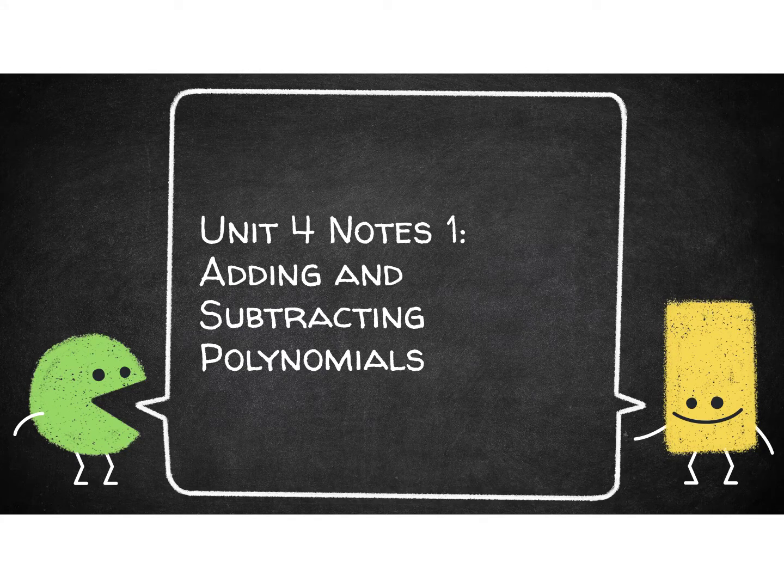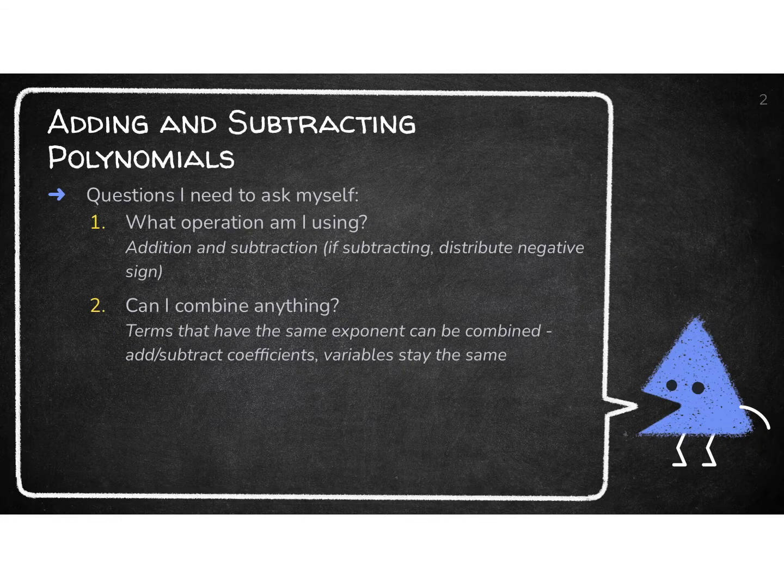We're going to go ahead and start Unit 4 here with adding and subtracting polynomials. There's a couple of things you need to ask yourself when you're working through these problems. First thing, what operation is it asking me to do? These are either going to be adding or subtracting. If you are subtracting, you need to make sure that you distribute the negative sign first before you go ahead and basically combine your like terms. That's what we're going to do.